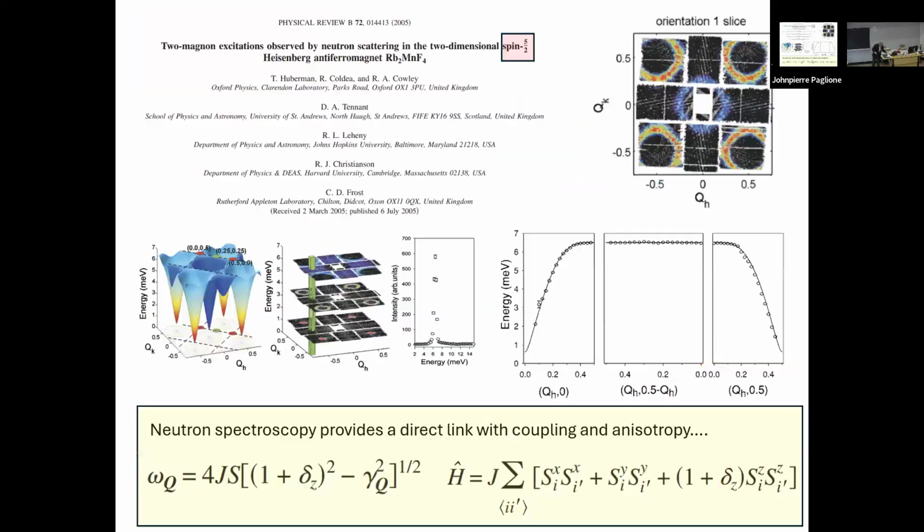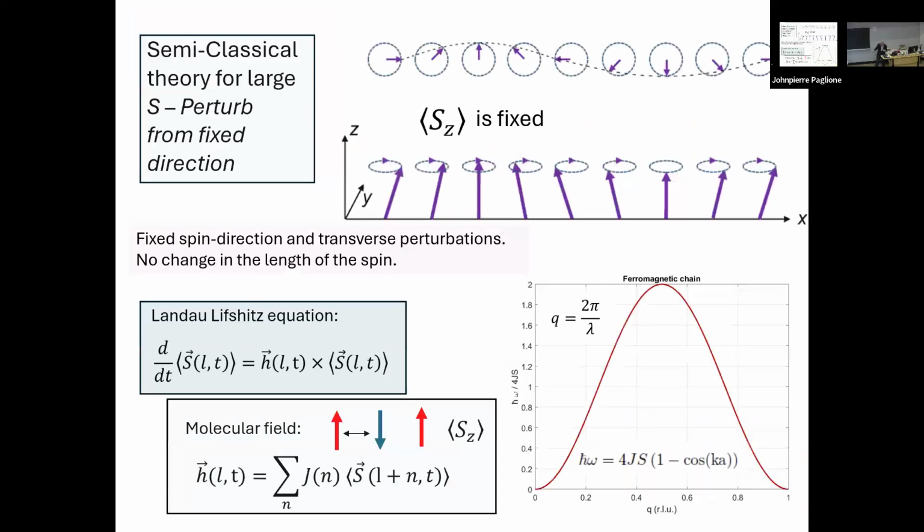And just to give a nice example of that, this is rubidium manganese fluoride. It's a two-dimensional magnet made up of manganese, and manganese here is in the high spin 5/2 state. So this is a very classical magnet. And this is actually a picture taken on a chopper instrument where you've crossed the dispersion relation, if I could just back up here, and you're taking a momentum slice at a fixed energy.